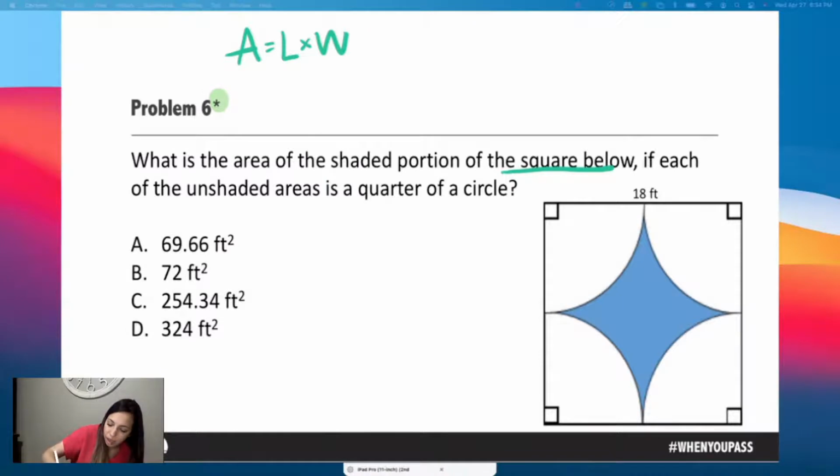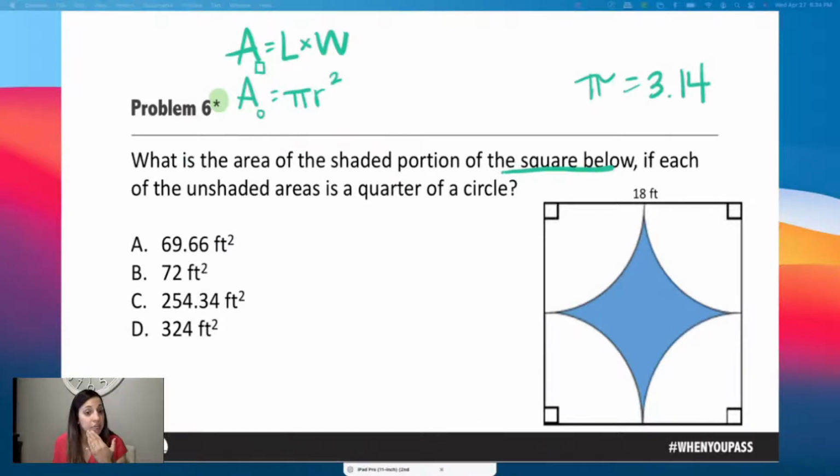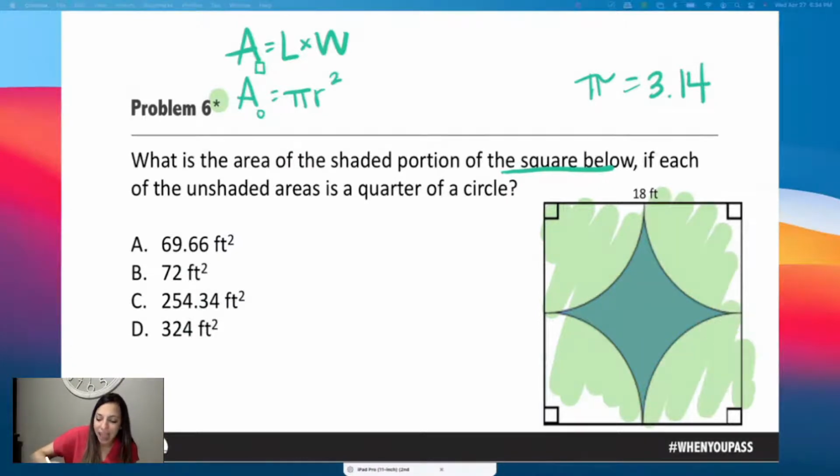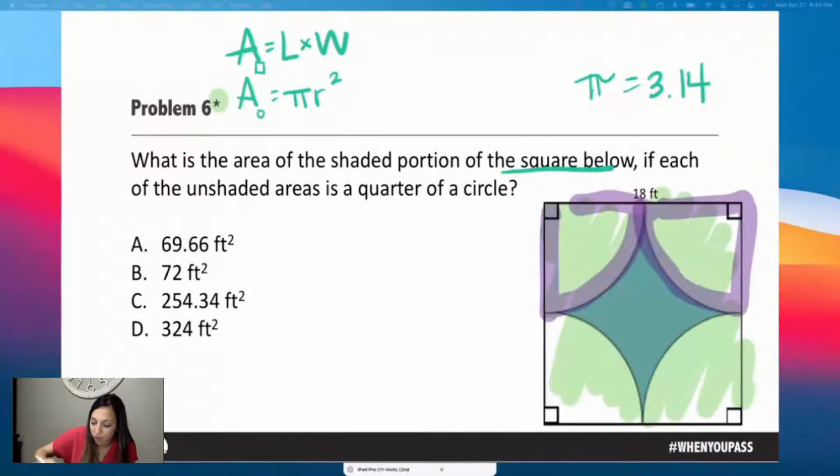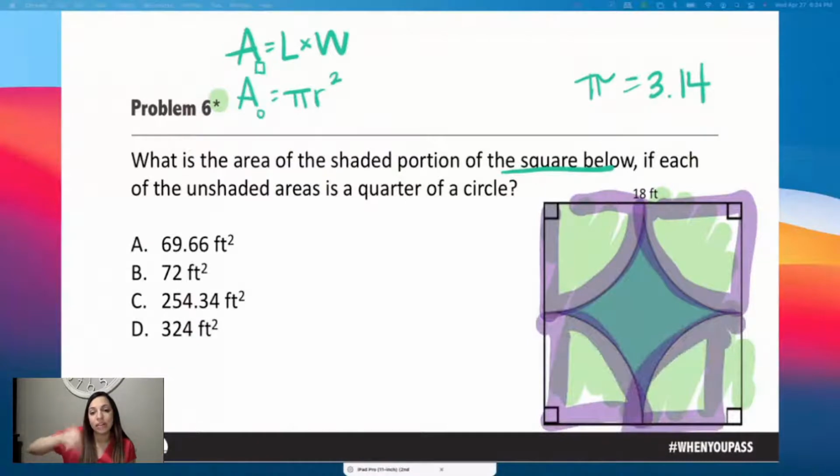We also have area of a circle. Area of a circle is pi r squared. If they don't define pi for you, you can use pi as 3.14. Oh, I apologize. That's my Great Dane barking. So if we're going to solve this problem, we need to find the area of the whole square. And then we need to subtract these quarter circles out of the square, which is going to leave us that shaded area.